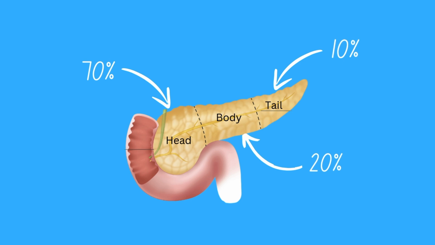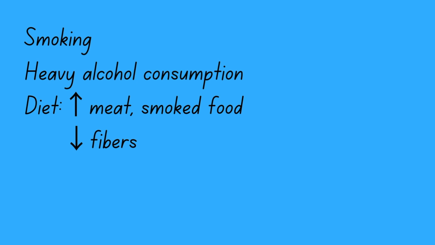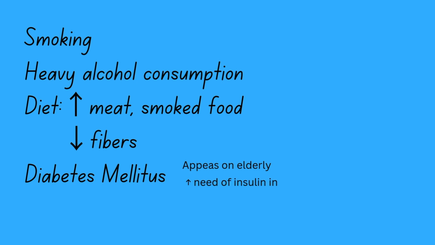Speaking about the risk factors causing the pancreatic cancer, smoking, as in most cancers, is a major risk. Heavy alcohol consumption, diet rich in meat and smoked food, and poor diet in fibers. Diabetes mellitus is associated with increased risk of developing pancreatic cancer and is highly suspicious, especially when it's newly diagnosed in elder people or there is a sudden increase in the needs of insulin to a pre-existing disease.